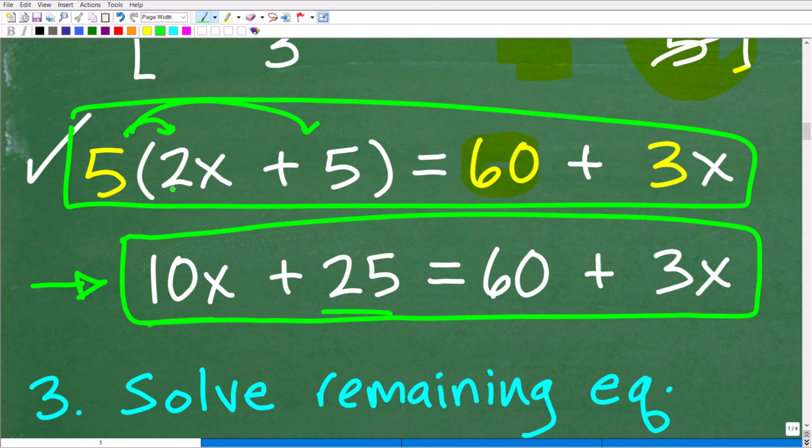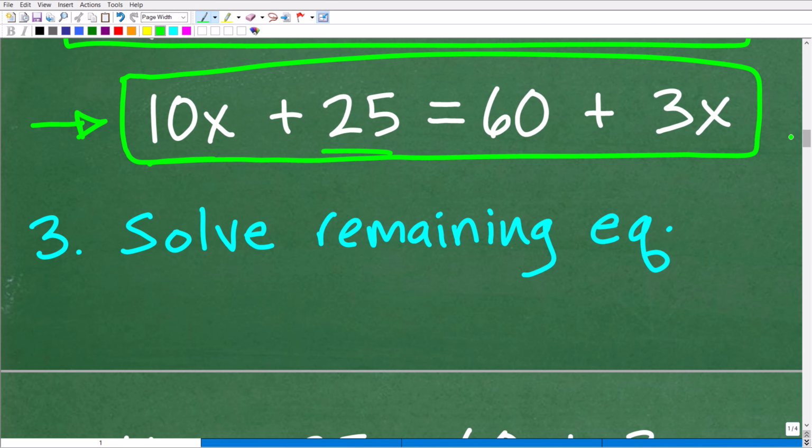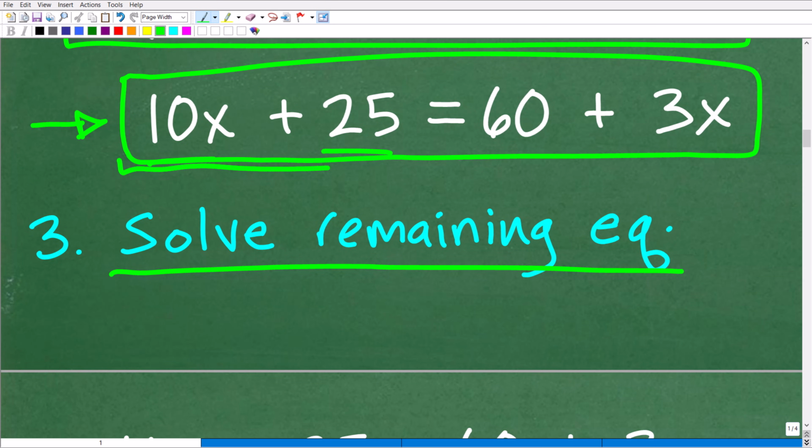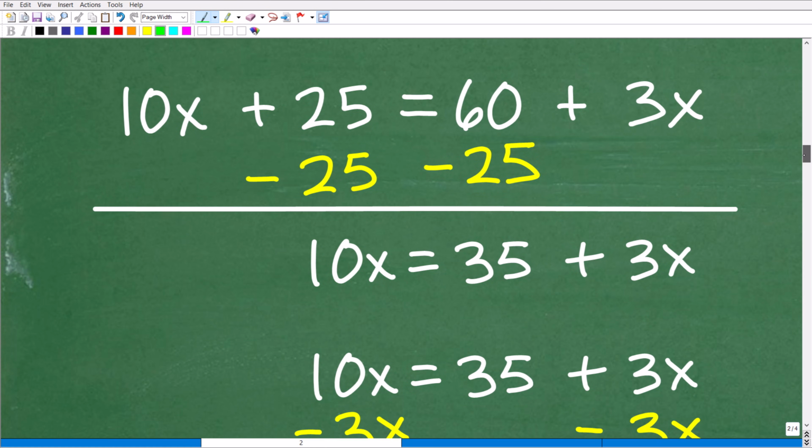All right, so what is the last step? Well, you can see this right here. The last step is we want to solve the remaining equation. So basically, we took that rational equation and rewrote it in this manner: 10x plus 25 is equal to 60 plus 3x. So we're going to go ahead and solve this equation now instead of that original equation. And again, the benefit of doing this is that we don't have to deal with fractions. So let's go ahead and solve this last remaining equation.